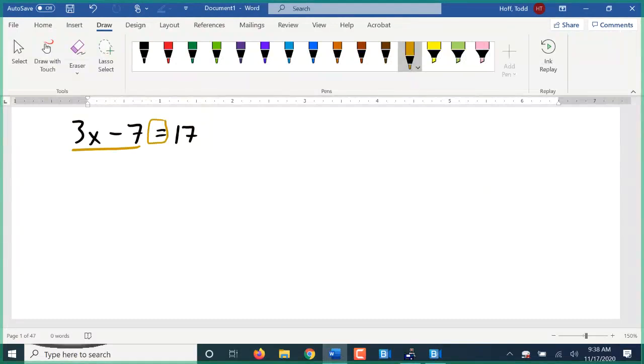Now there are two things that are keeping x from being alone. We have the 3 and the 7. The 3 was multiplied and the 7 has been subtracted. So if we ask ourselves what was done to x to build this equation, what had to happen first, order of operations says we would multiply before we would subtract. So the first thing here, x was multiplied by 3. Then the 7 was subtracted from it.